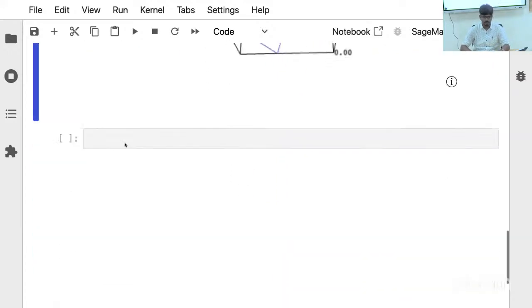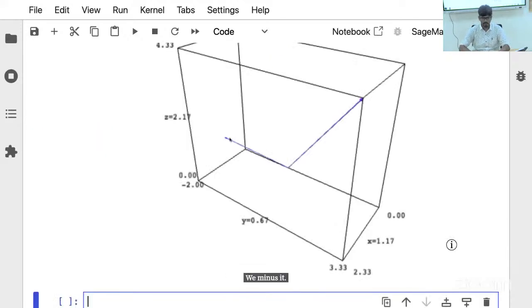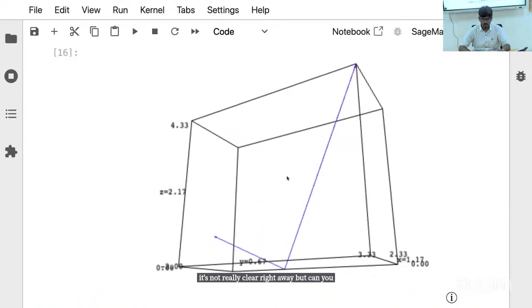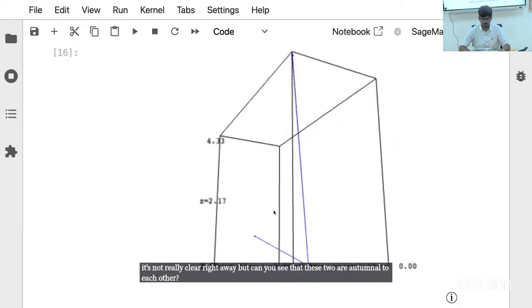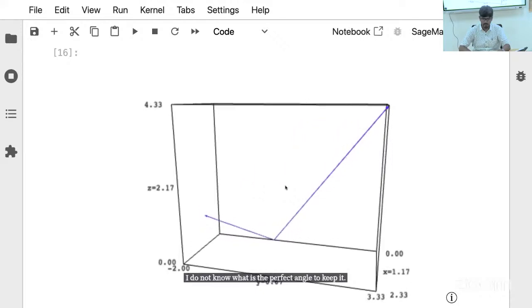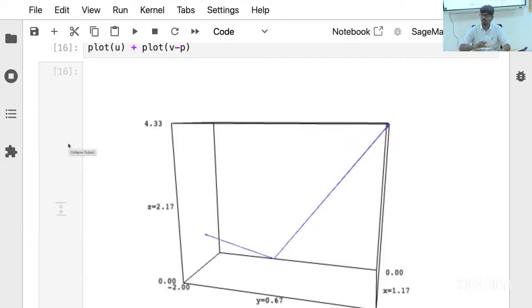So now let me try plotting U, and then V minus P. It's not really clear right away, but can you see that these two are orthogonal to each other? I do not know what is the perfect angle to keep it. So U and V minus P are orthogonal to each other.